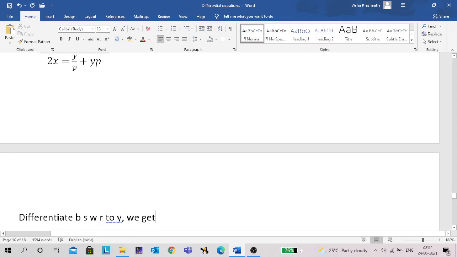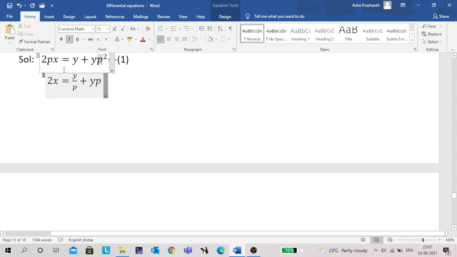After separating, if you want, you can take this 2 also to this side. Then it will become y by 2p plus yp by 2. It's not a problem. So after this separation, what do we have to do? We have to do the differentiation with respect to y, right?